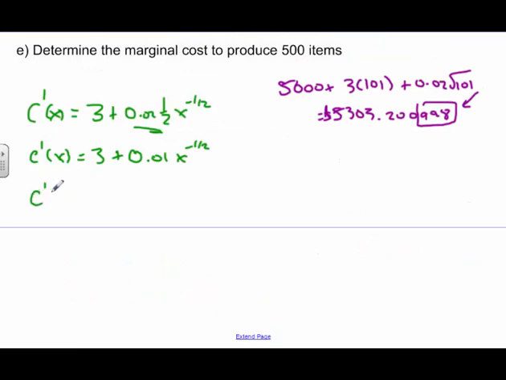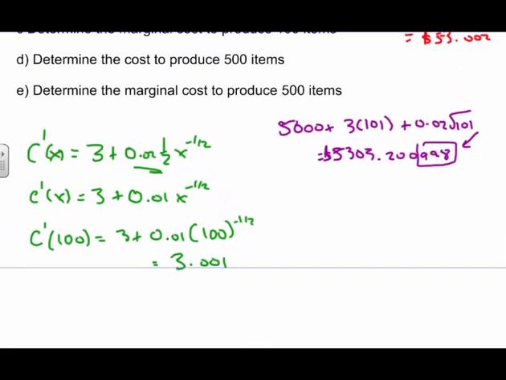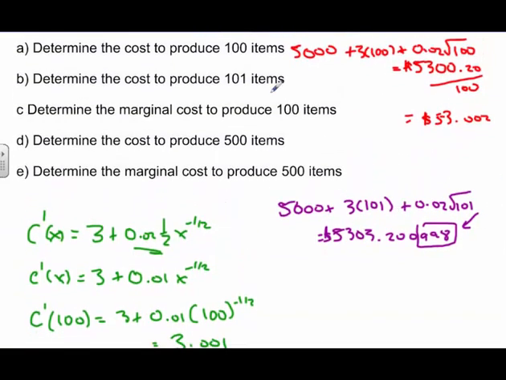If I want to find out the marginal cost for my 100th item, I'm just going to plug 100 into this equation. So 3 plus 0.01, 100 to the minus 1/2. This is a more efficient way of finding your marginal cost. And I ended up getting 3.001. I realize right now that I actually made a mistake when I was showing you this first example here.